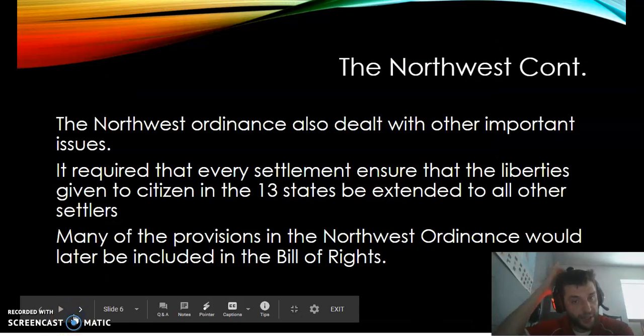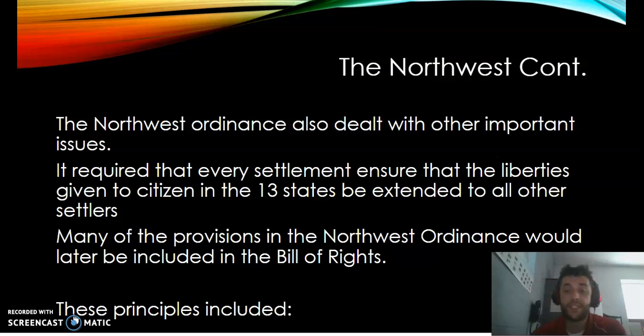So, the Northwest Ordinance also dealt with other important issues. It required that every settlement ensure that the liberties given to citizens in the 13 states be extended to all others. Again, connecting it right back to the Declaration that government should provide a certain amount of liberties and life and freedom for its citizens.